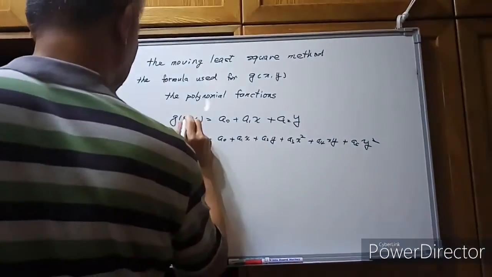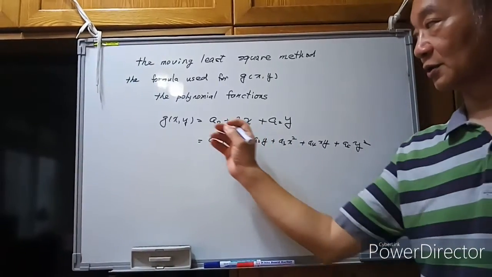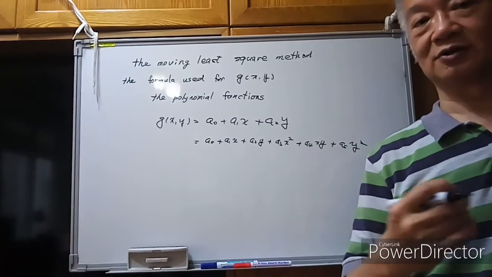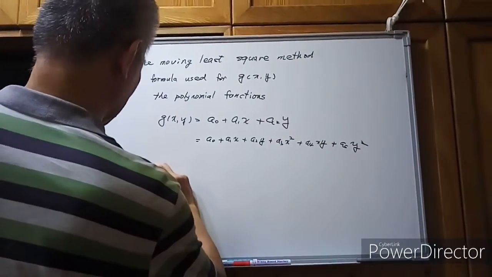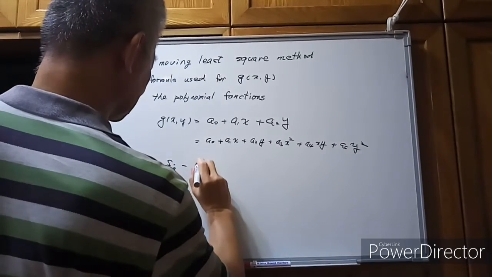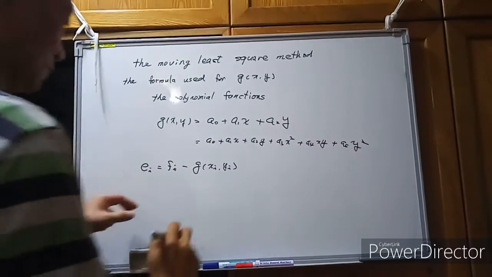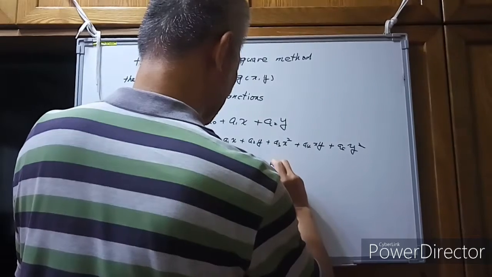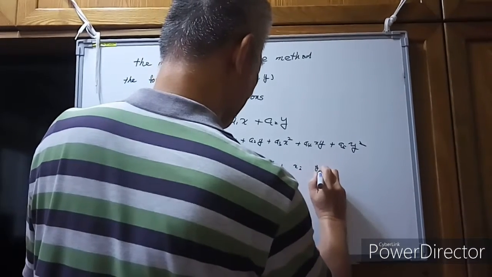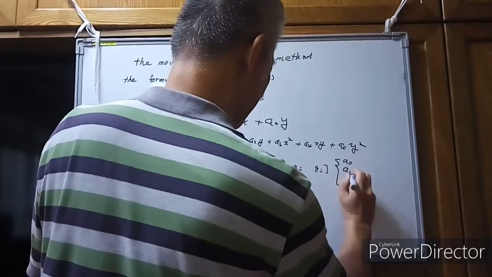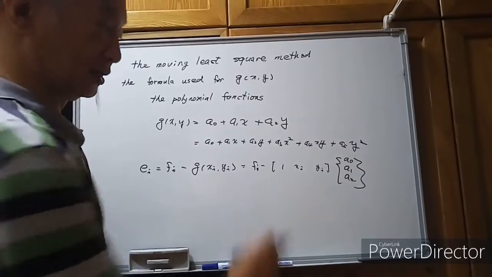Okay, so after we decide what kind of approximate functions we like to use, the problem is how can we solve those unknown parameters, or you can call them the undetermined coefficients. So we can define the ei, which is the fi minus, so it can be the f1 minus, and if we use the first degree approximate functions, the ei will be a formula like this one.